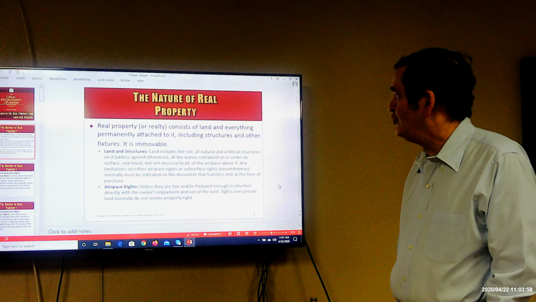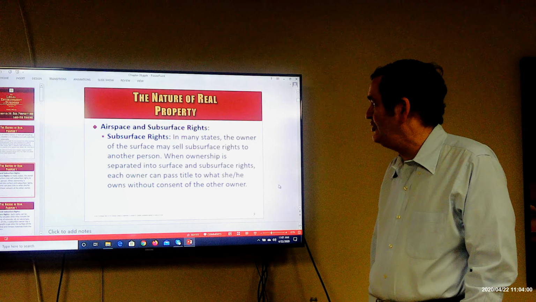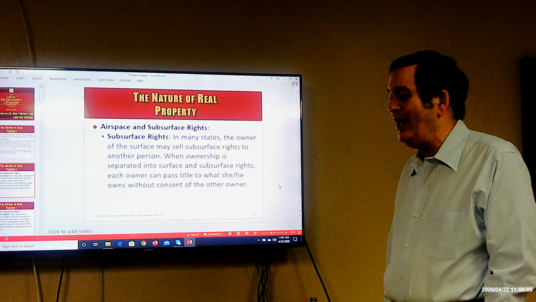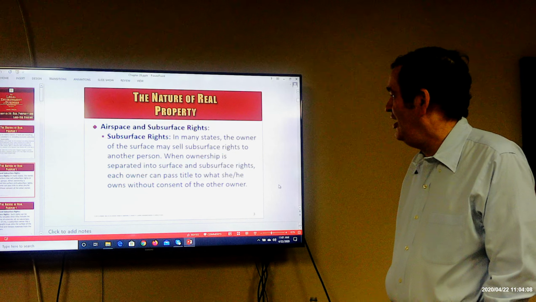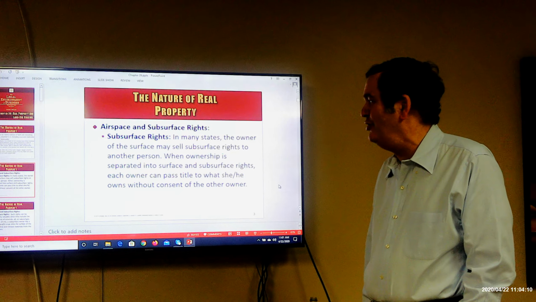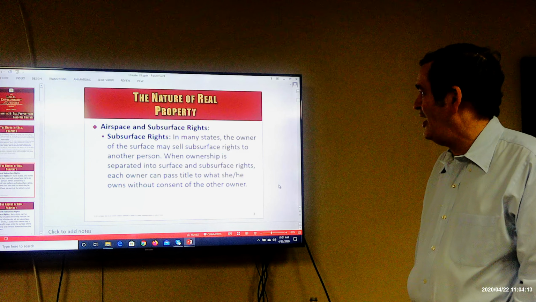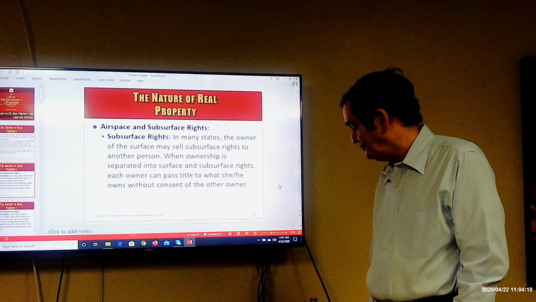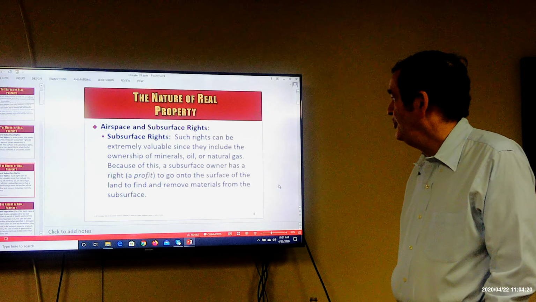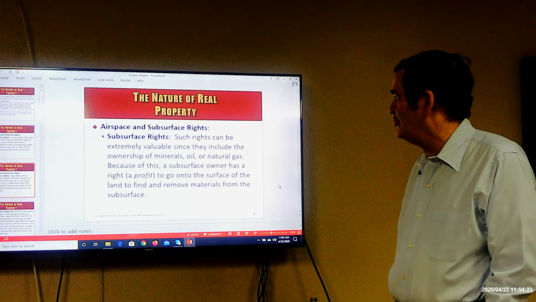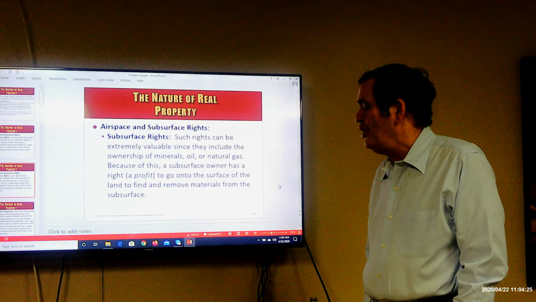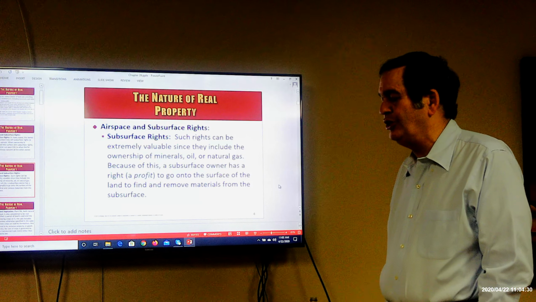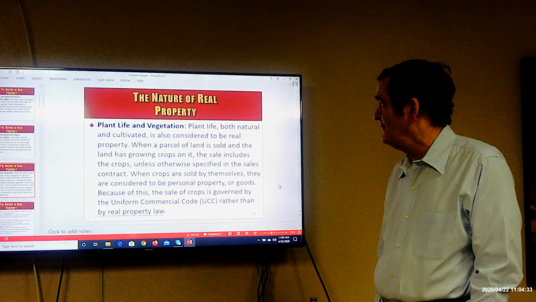Okay. Subsurface rights include things like oil, anything else that might be in the subsurface, and those can be very valuable. Minerals and things like that belong as part of the real property. As it says, minerals, oils, natural gas, etc. The owner has a right to this called a profit, to remove it from the land if he or she so chooses, and can also sell it.